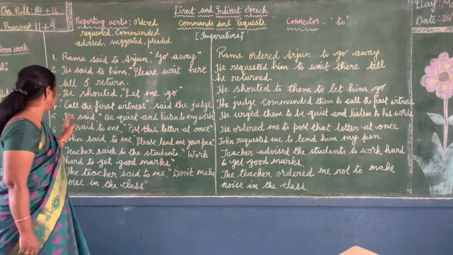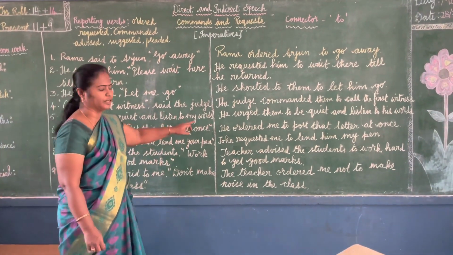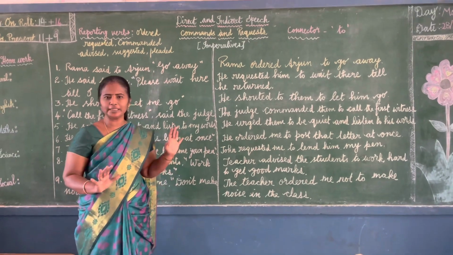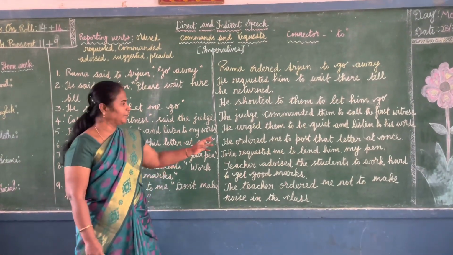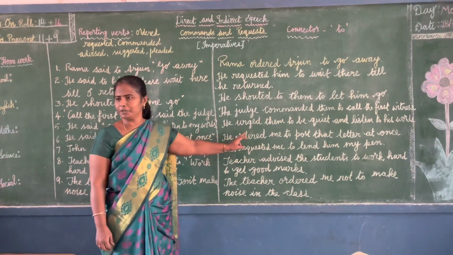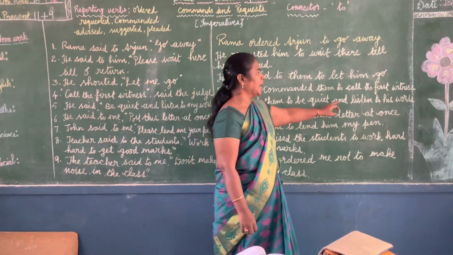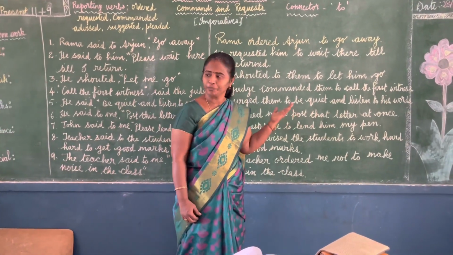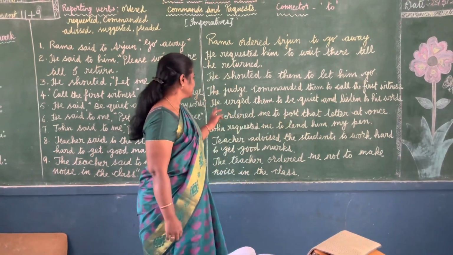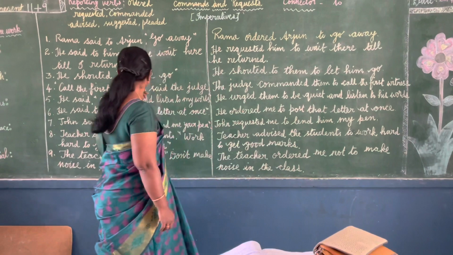Next sentence. He said, be quiet and listen to my words. This is an order. Okay. And we can write these verbs also: urged. He urged them to be quiet and listen to his words. Okay. "My words" will be changed into "his words". So he urged them to be quiet and listen to his words.